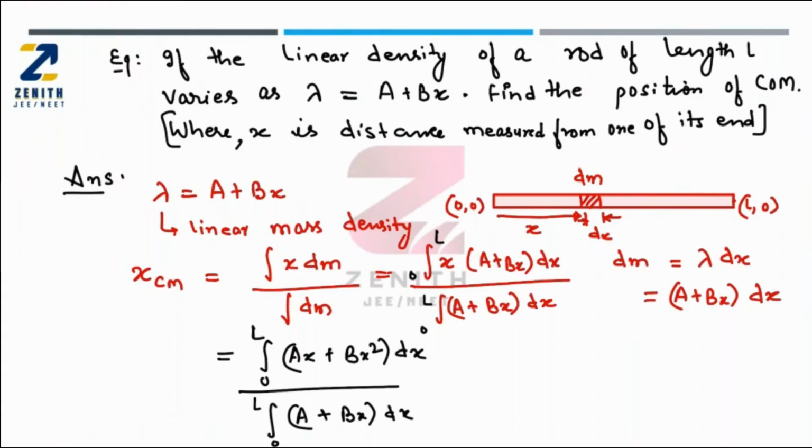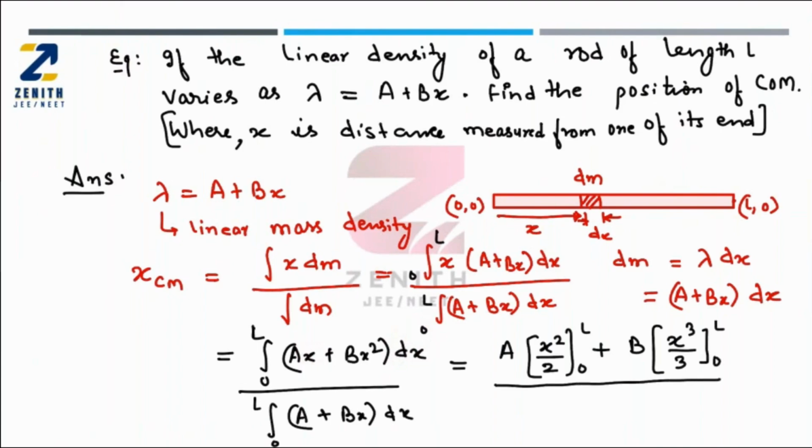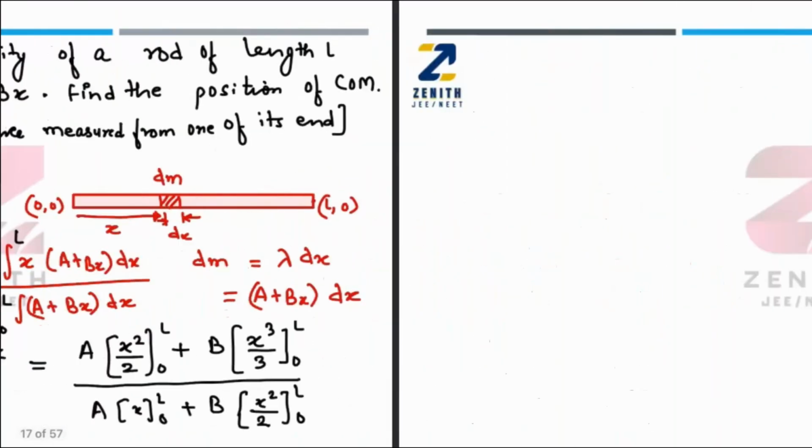What is the integration of x dx? If you take the integration of x dx, that is x square by 2. So a x square by 2, with upper limit L and lower limit 0. Similarly, for b, x cube by 3, because the integration of x square dx is x cube by 3, with upper and lower limits L and 0. Similarly in the denominator, a x from 0 to L plus b x square by 2 from 0 to L. You have to calculate the center of mass.